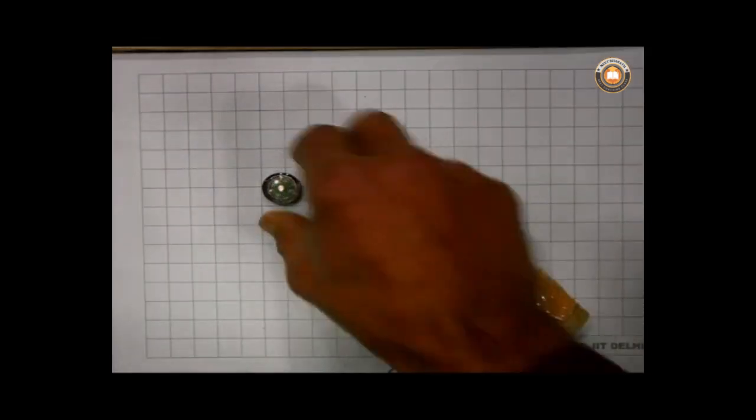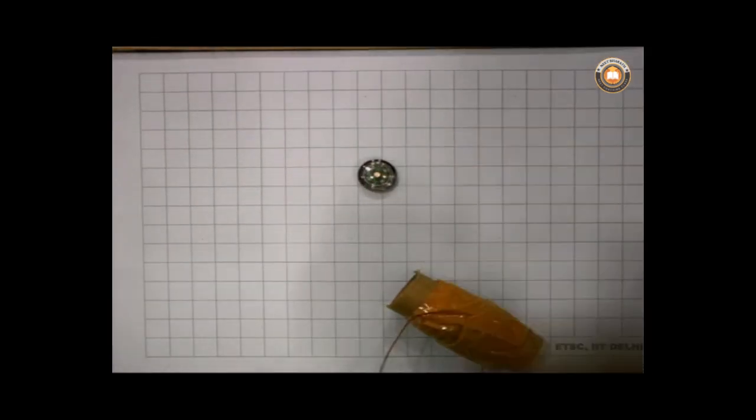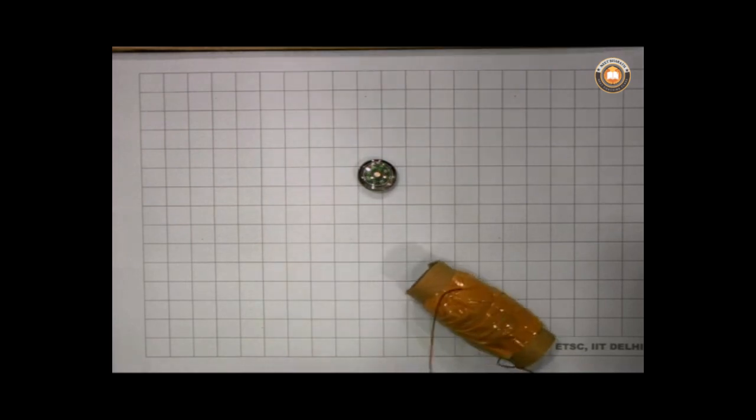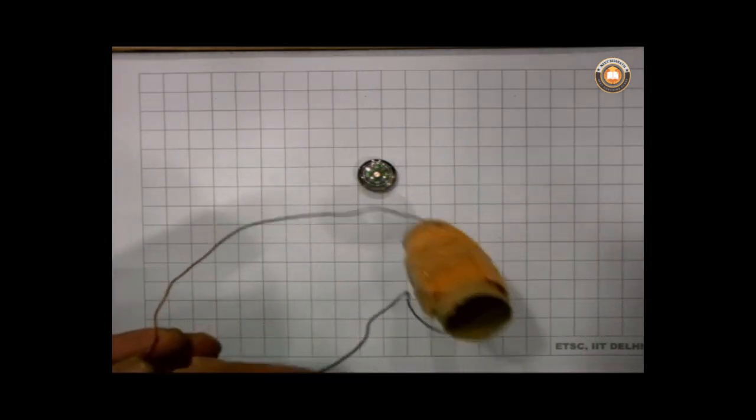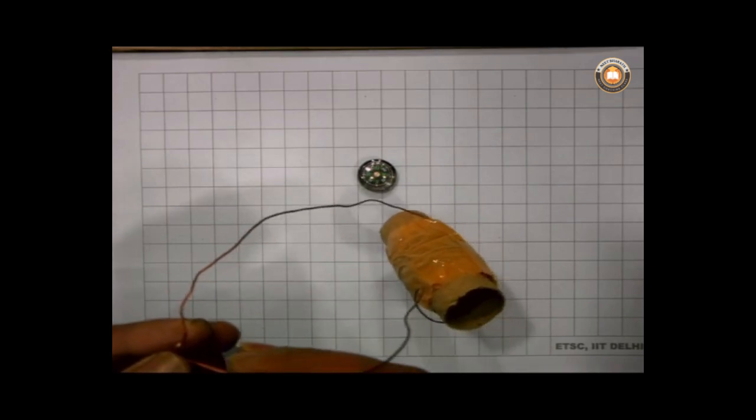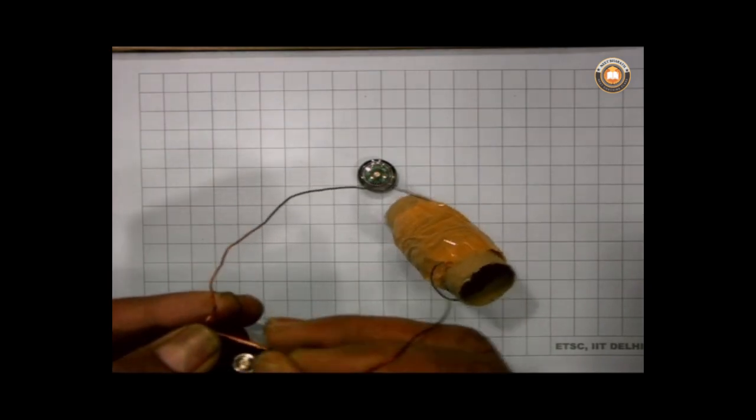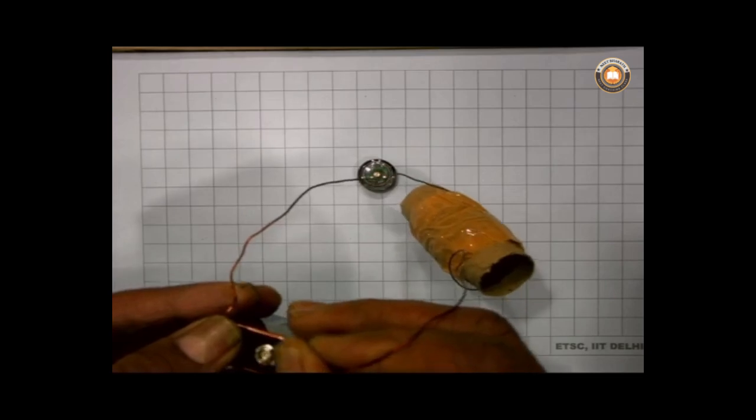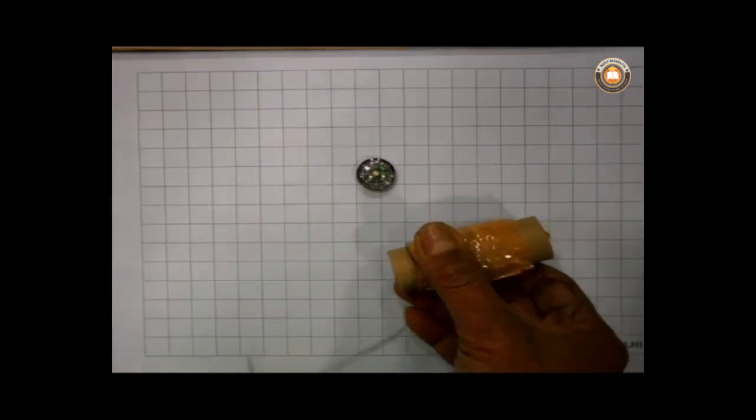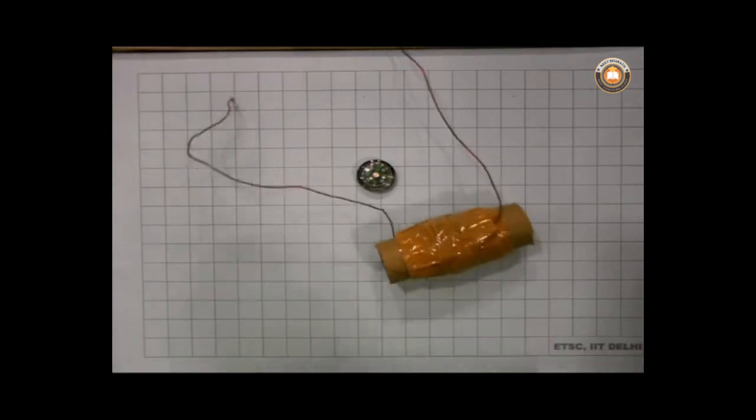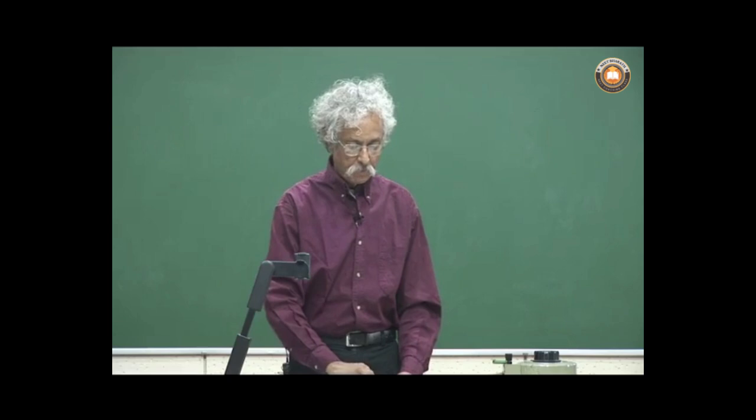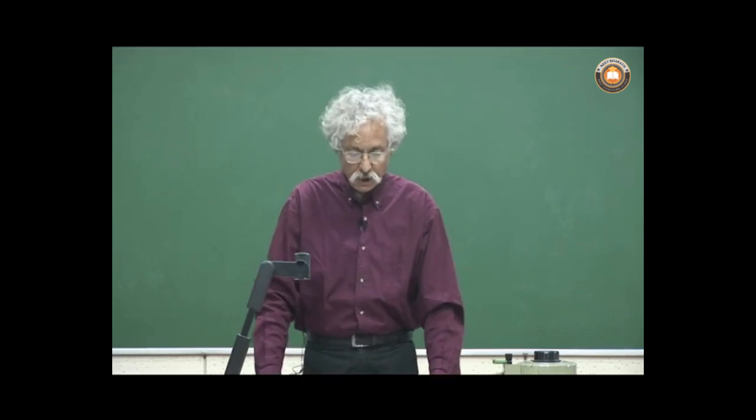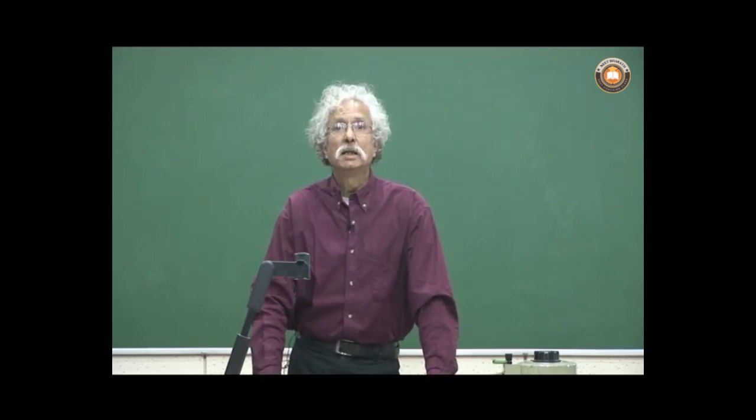Here is a compass, which contains the north and south poles, and I connect this solenoid to a battery, and you can see immediately the magnetic needle is rotating. So this particular solenoid generates a magnetic field. This is essentially an experiment to show that currents generate magnetic fields. Now, I want to see whether magnetic fields can generate currents.